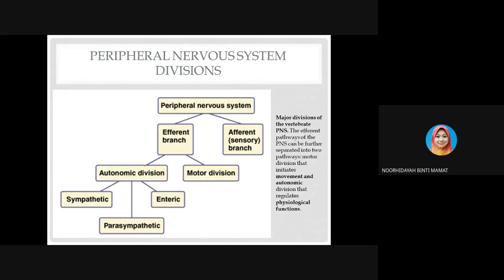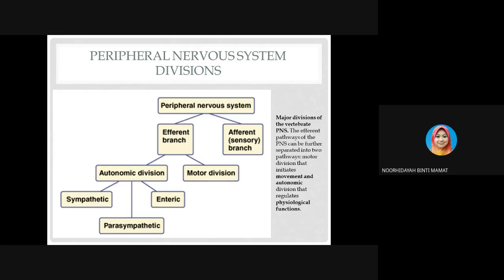So we are done with the structure of the brain: the hindbrain, midbrain, and also forebrain. Now we move to the peripheral nervous system divisions. What we had just now was the CNS, and this is the PNS, the peripheral nervous system. The peripheral nervous system divides into the afferent branch and the efferent branch, which are the neurons that conduct signals into and out of the integrating center. The efferent branch functions in sending out the signal from the CNS. It divides into two: the autonomic division and the motor division.